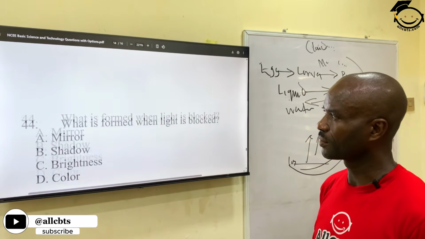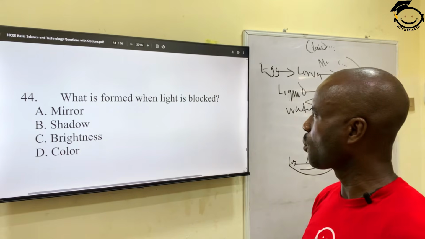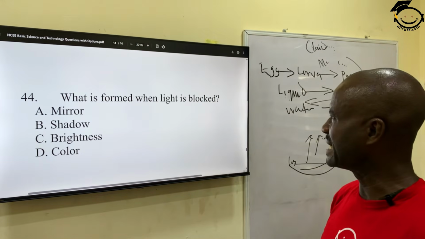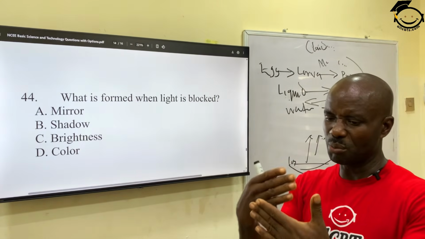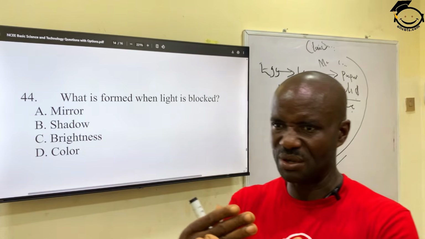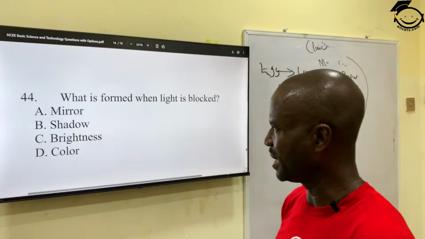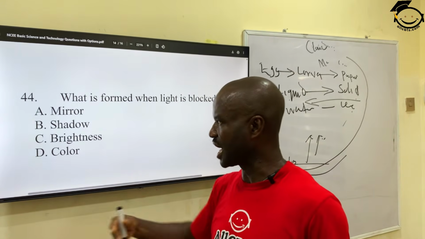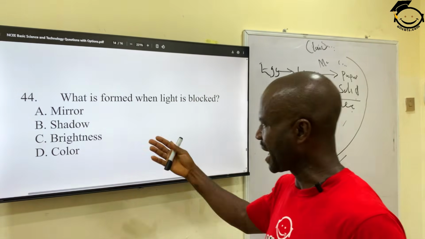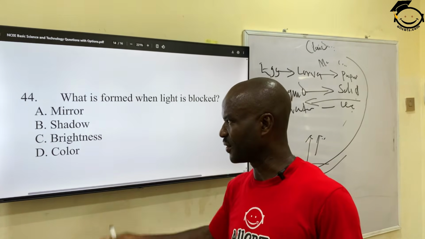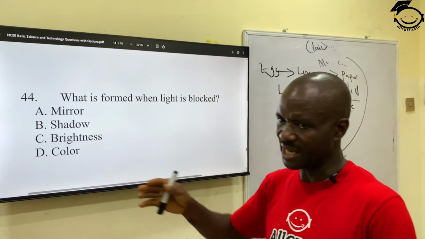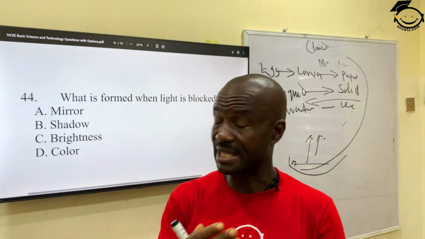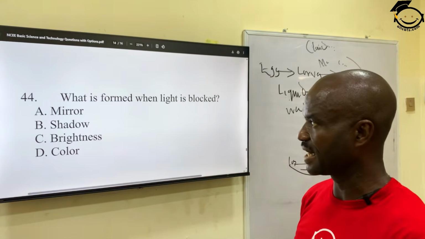Question 44. What is formed when light is blocked? When you block or you obstruct the entrance of light, what then is formed? A, mirror. Does the mirror form when you block the light? B, shadow. C, brightness. D, color. The correct answer is shadow. When a light is being obstructed, what you then see is a shadow. So the correct answer is B, shadow.